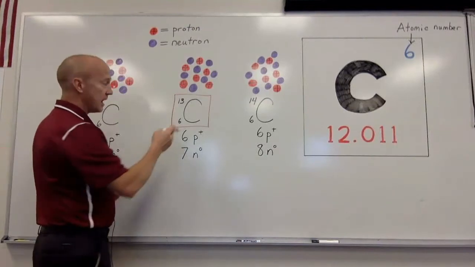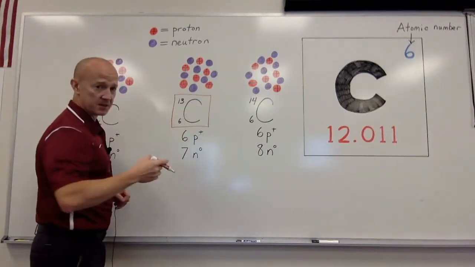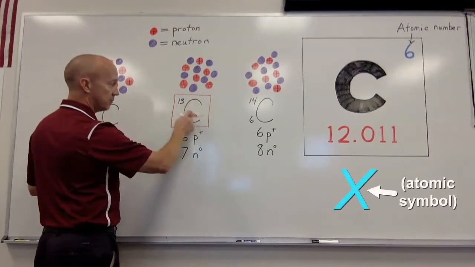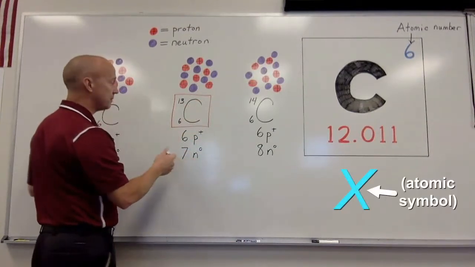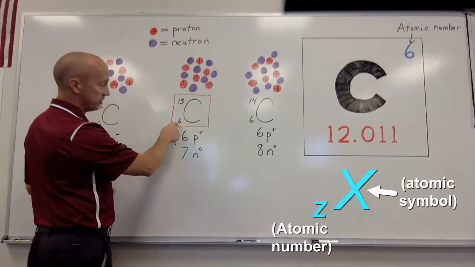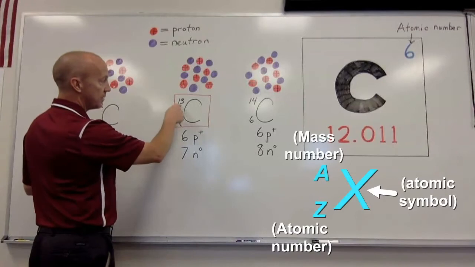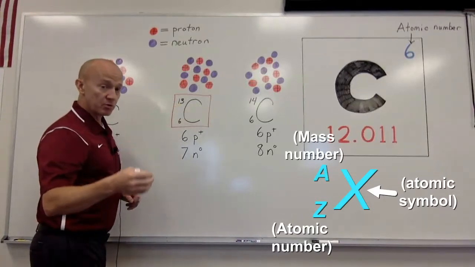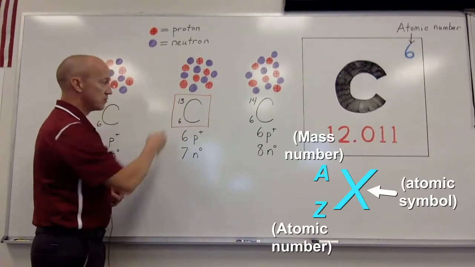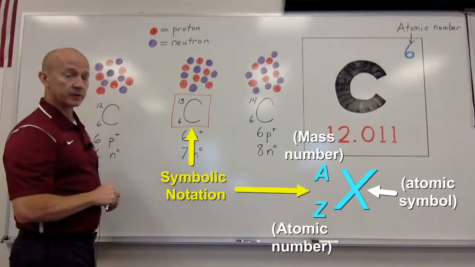We can designate isotopes symbolically, and sometimes that's easiest for us, like you see here. Here we have the atomic symbol, in this case, a C for carbon. The atomic number, or number of protons, goes in the lower left. And the mass number, the protons plus neutrons in that atom, goes in the upper left. So this is what we call symbolic notation.